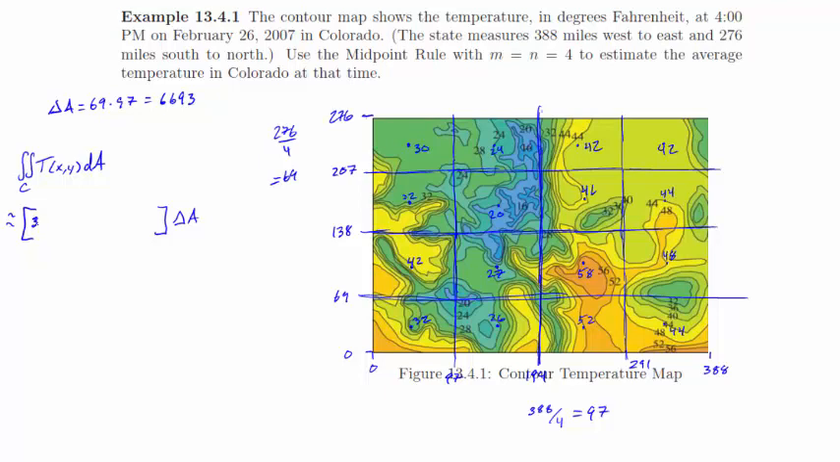So let's take these. We've got 30. I'm going to need a little bit more room here. 30 plus 32 plus 42 plus 32 plus 24, 20, 27, 26, 42 plus 46 plus 58 plus 52 plus 42 plus 44 plus 48 plus 44. And then we multiply those by our delta A.